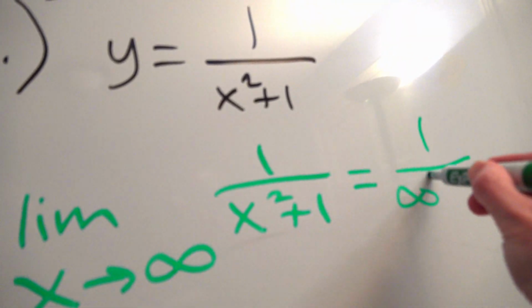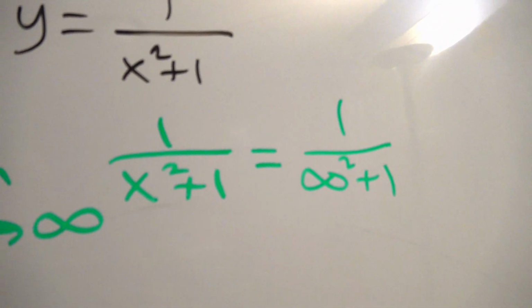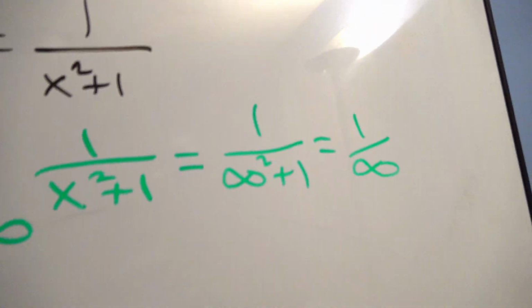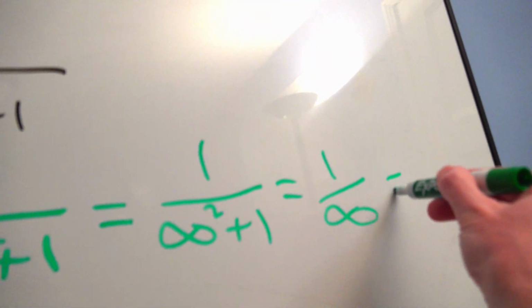1 over infinity squared plus 1. That would be 1 over infinity. And guess what? Because infinity plus 1 is infinity, right? 1 over infinity is 0. It does have a boundary.